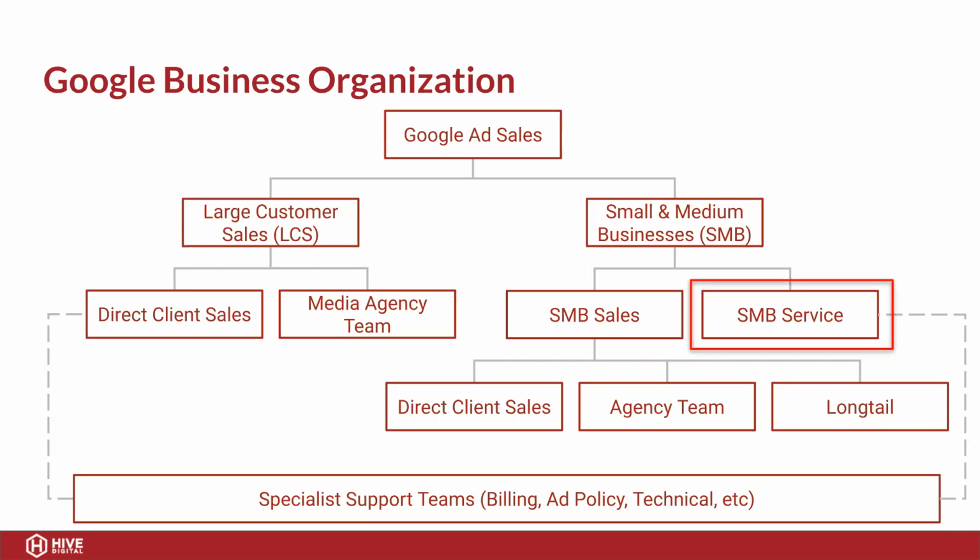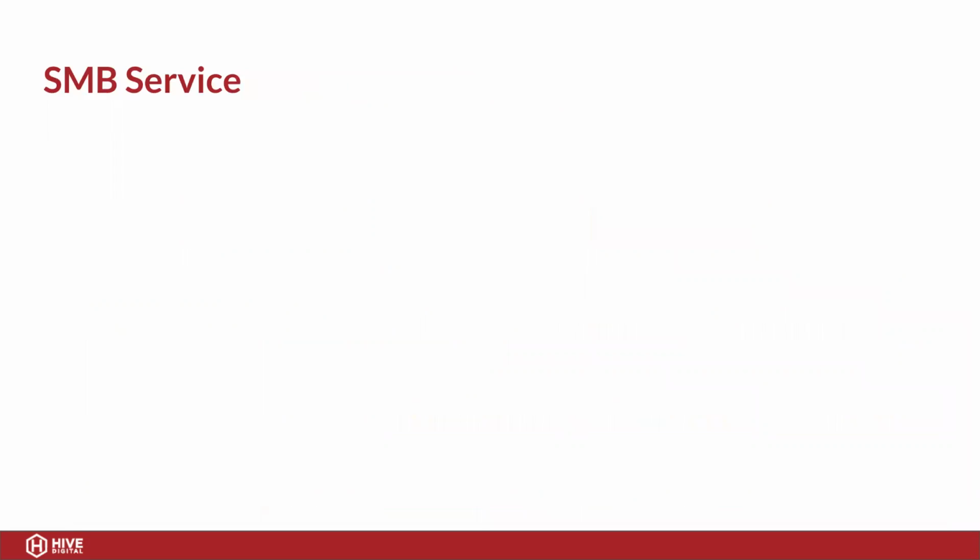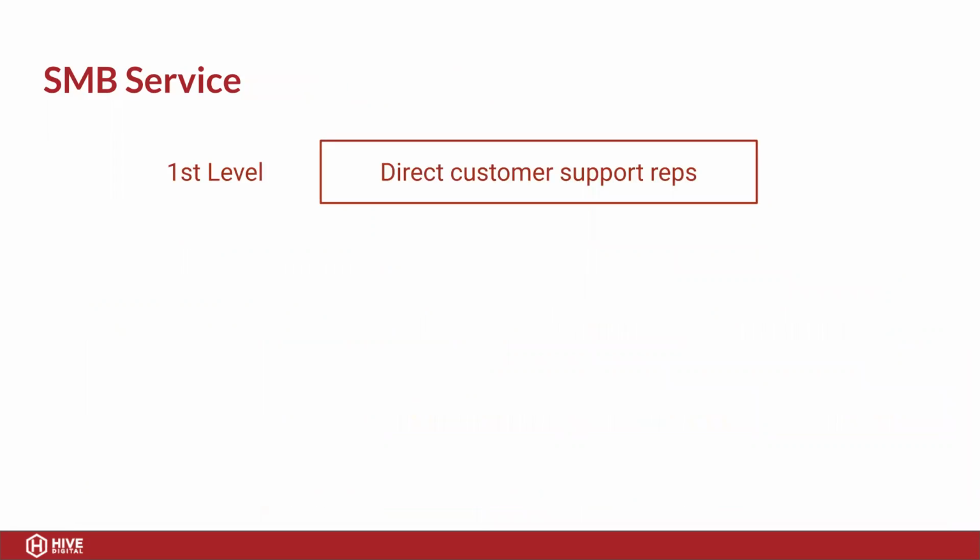First, we're going to talk about SMB service. So the SMB service team, on the first layer, what you have is direct customer service reps. So when you chat in, email in, or call 866 to Google, you are going to get a customer service rep. This person is likely to be a vendor. So it's not likely to be a Google employee unless you put in a customer ID that is an agency level ID, or you are a top tier SME advertiser. You're going to get access to this customer service rep.